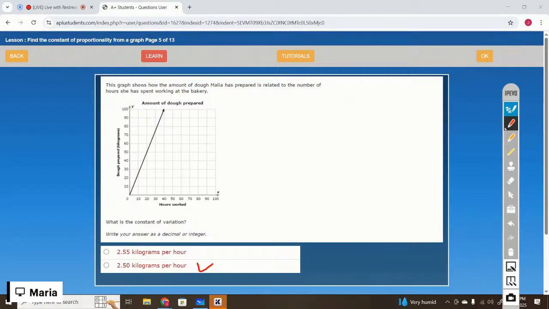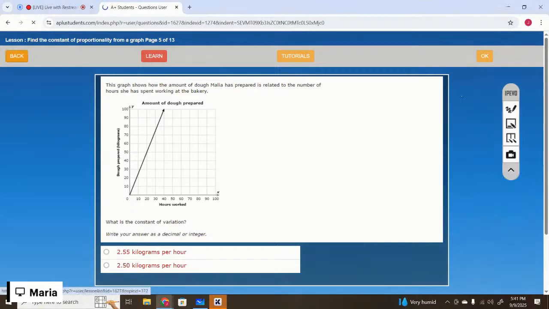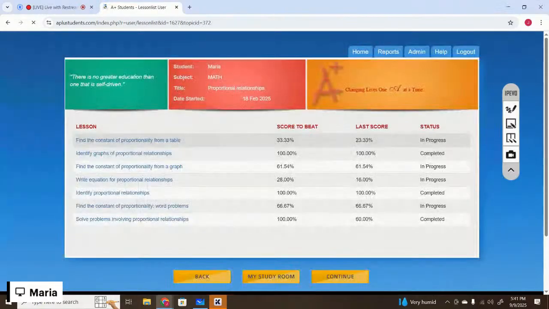Okay, you can complete the lesson by yourself later today. So we were working on grade 8 math. The chapter we're working on is proportionality, proportional relationships. The lessons we have covered today are find the constant of proportionality from a table, identify graphs of proportional relationships, and find the constant of proportionality from a graph.